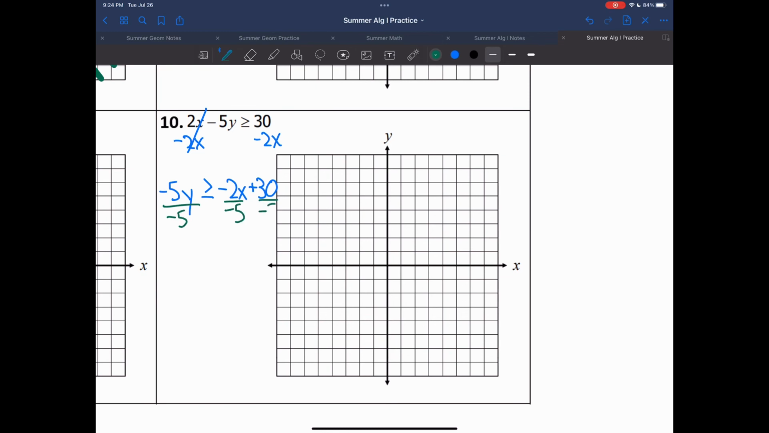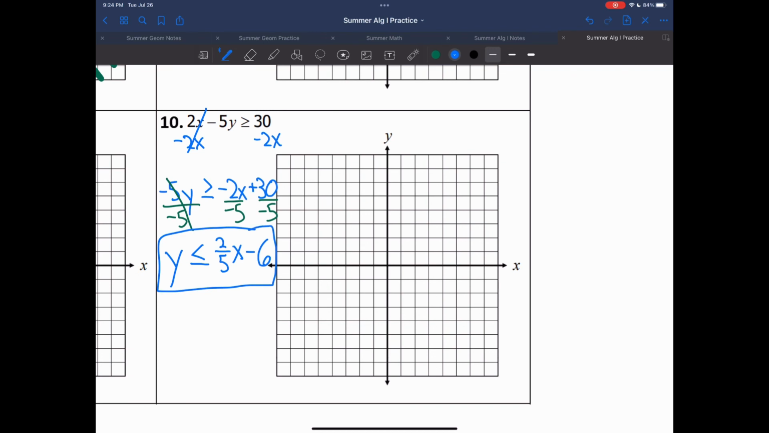And hopefully you recognize what to do from here. We do have to switch our inequality sign. So we get y is less than or equal, and then careful when simplifying. This is negative divided by negative, which means it's a positive, and then 2/5 you can't simplify, so we're going to leave it as 2/5 and pull the x out to the side. And then 30 divided by -5 gives me -6.